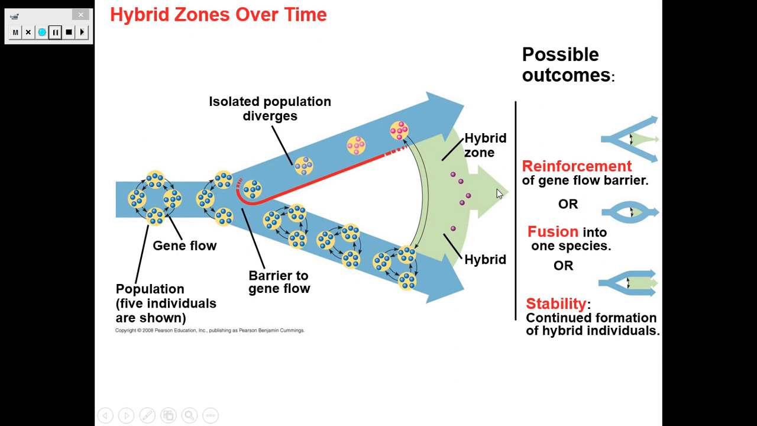And so you can end up with reinforcement, which is going to further drive the blue arrows away from each other, or it could be fusion, where the blue arrows come back together and they form one species again. Stability is when the blue arrows stay the same. Continued formation of the hybrid, the ratios and the percentages don't really change. The frequency doesn't change much.